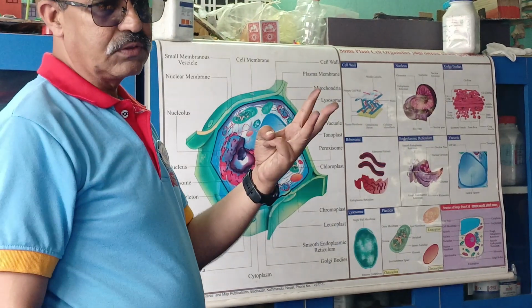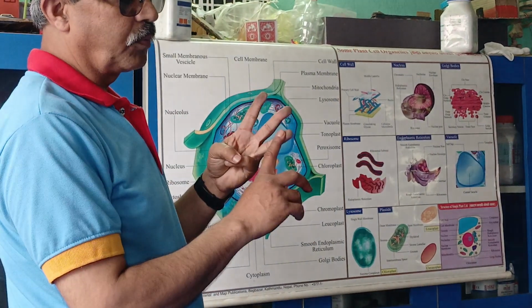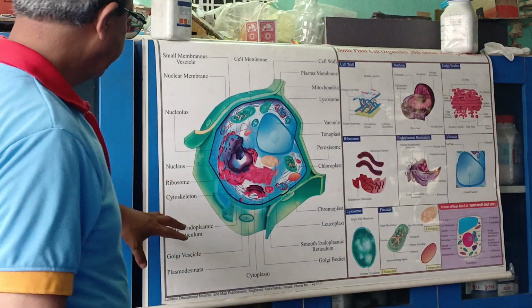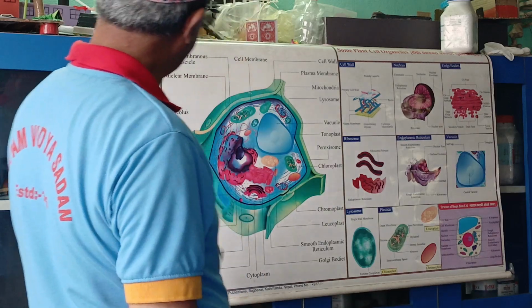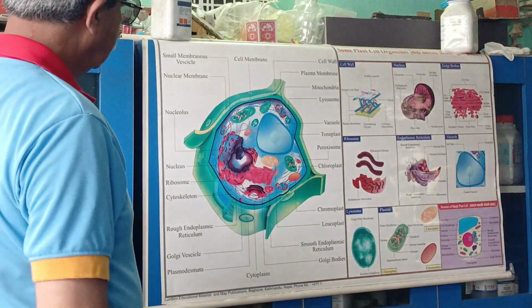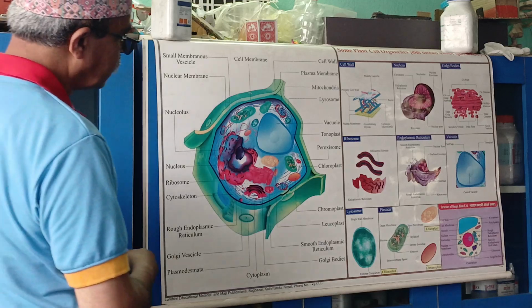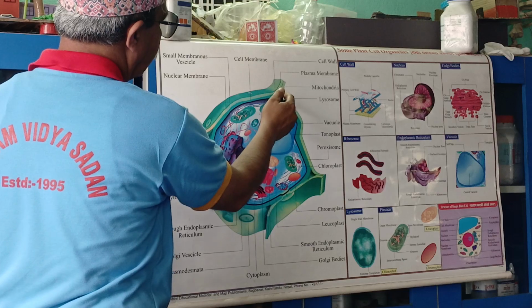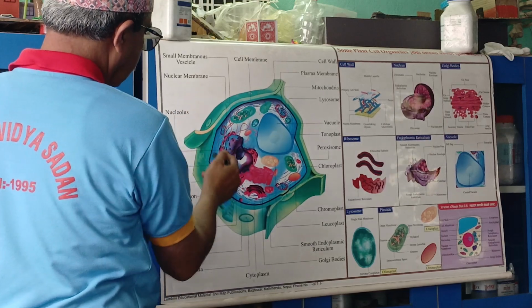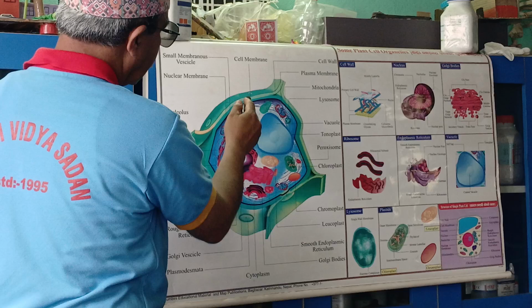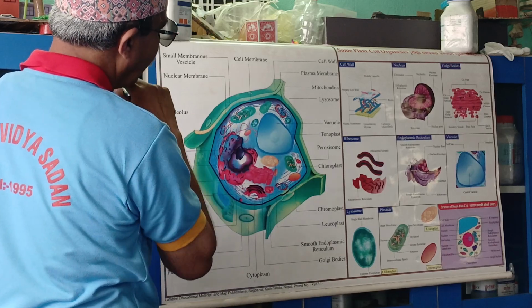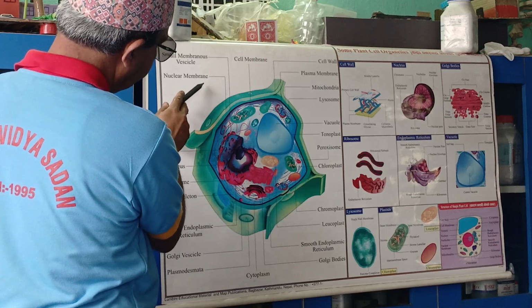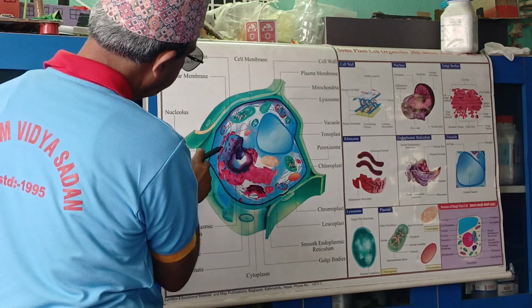Plastids are of three types. What are they? Chloroplast, and so on. So when you see these different parts, we can notice here the outermost part. What is the outermost part? Cell wall. This is the cell wall. Can you see the cell wall here? Yes, sir. And what is the part just below it? Cell membrane. Cell membrane lies just inner to the cell wall.